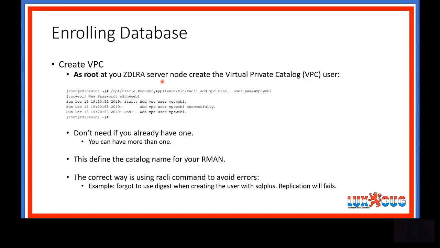To do that for ZDLRA, you need to log in as root inside of the ZDLRA database server and execute RACLI, Recovery Appliance command line interface, add_vpc_user with the username. It will request the password and you create it automatically. You don't need to have more than one, you define this; I just put this as an example. The important thing is that it will define the catalog name, and it is recommended to create it using RACLI because you can have some problems if you create the user manually.